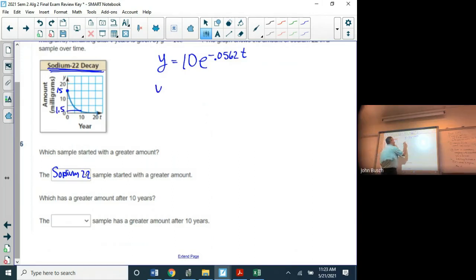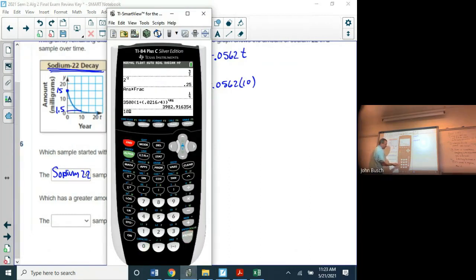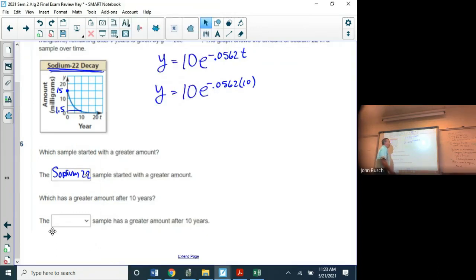And after 10 years, we can just plug in 10 for t. And we can use a calculator to find out what number that is. 10 times e to the negative 0.0562 times 10. And that leaves us 5.7 after 10 years.